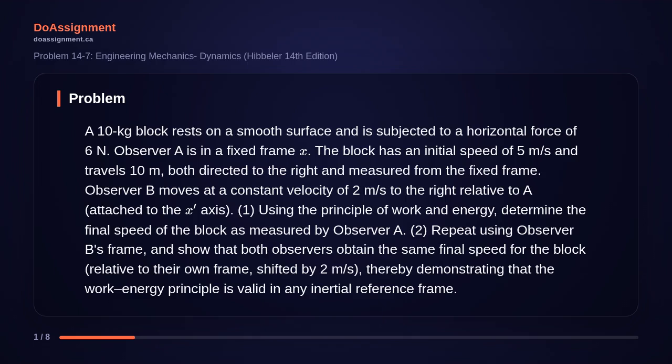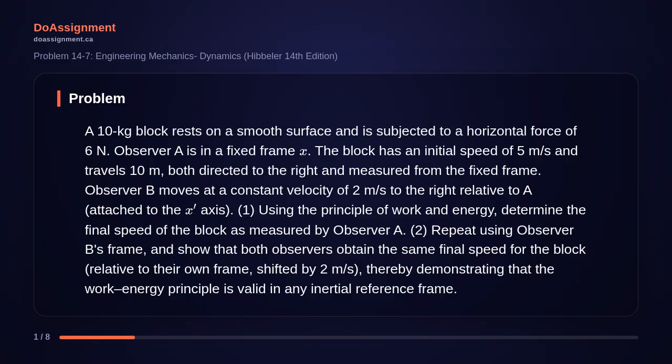A 10-kilogram block rests on a smooth surface and is subjected to a horizontal force of 6 newtons. Observer A is in a fixed frame X. The block has an initial speed of 5 meters per second and travels 10 meters, both directed to the right and measured from the fixed frame.